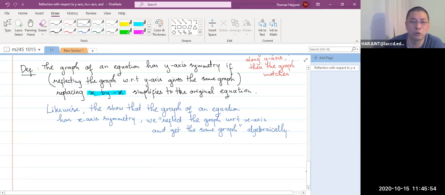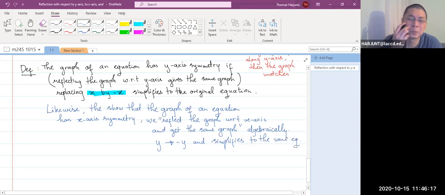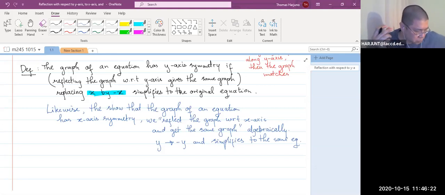Okay, and how to do it algebraically? You reflect, you change y to negative y, and it simplifies to the same equation. Is it okay?